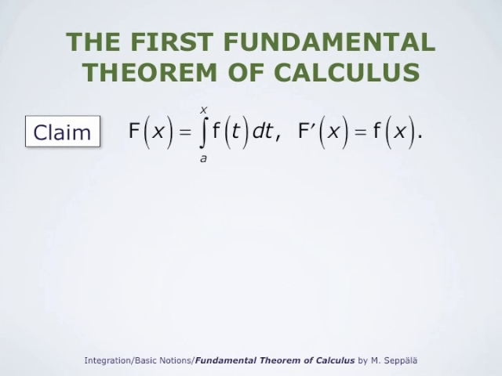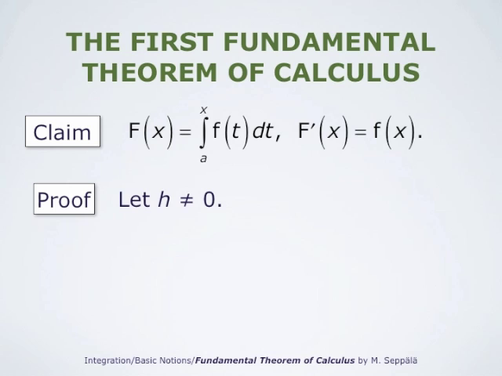Next, we prove the first part of the fundamental theorem of calculus, the first fundamental theorem of calculus. We claim that if the function small f is continuous, then the function capital F, which is defined as the integral from a to x of f(t) dt, is an antiderivative of the function small f. To this end, we have to show that the derivative of the function capital F at x is the function small f at x.